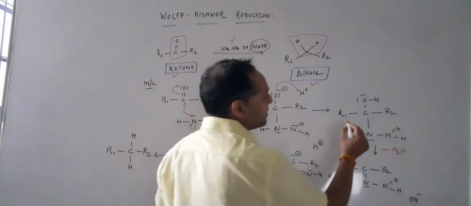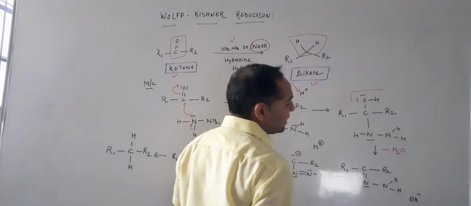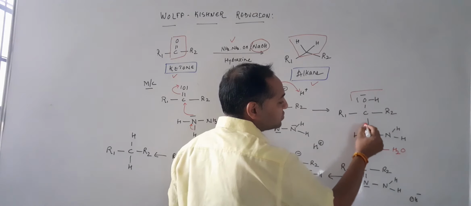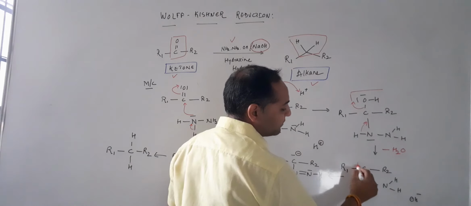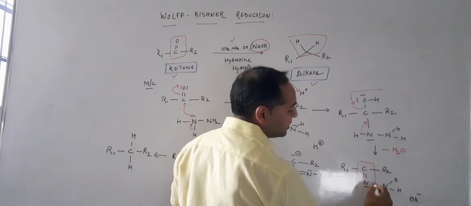So that is forming an OH bond, and then again loss of water is taking place, H plus from here, OH minus from here. So that will form a C double bond N.